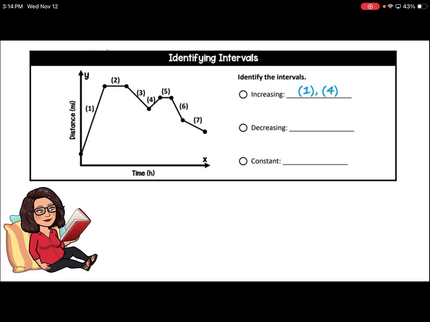Which segments are decreasing? 3 and 6 and 7. Are they all decreasing at the same rate? No. Who is decreasing the slowest? 6. 7 is the slowest. Who is the fastest decrease? 6. Does that make sense? And what's happening at 2 and 5? Constant.